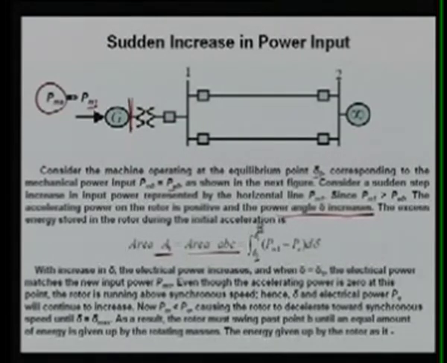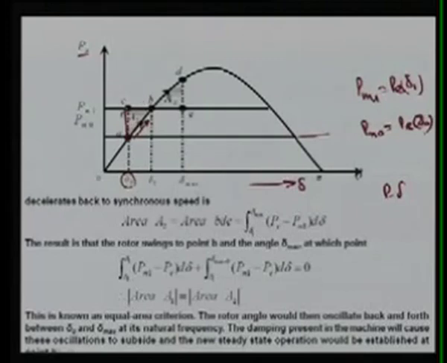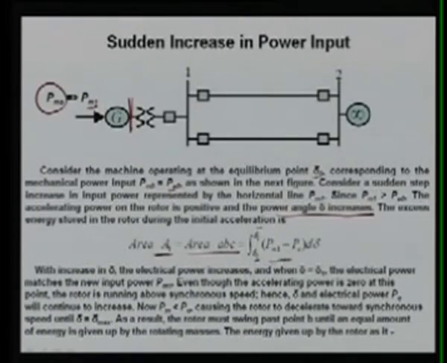Means here is a delta naught, means this curve minus this curve. If you are integrating from here to here, your area A1 will be nothing but integrating from delta naught to delta 1. Here this is a constant curve, so this is your PM1 minus this curve, that is P, and again it is a delta. So this area here is written as this one.